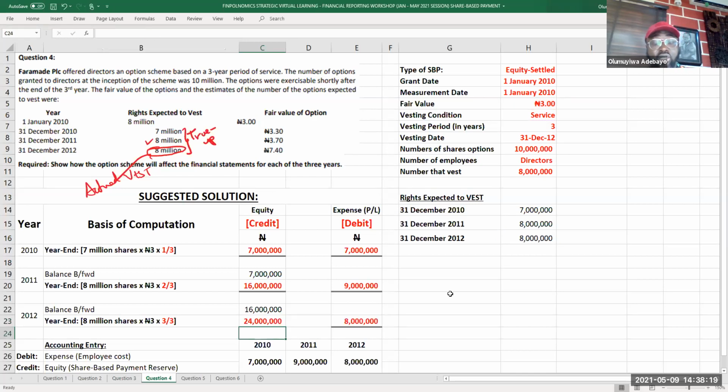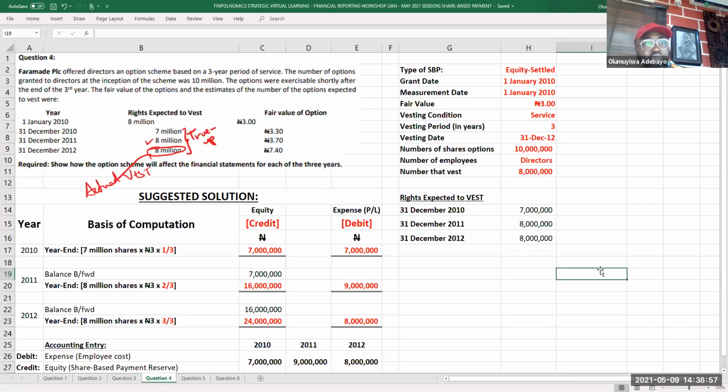All in all, the total amount that we will have accumulated as equity is 24 million. And this 24 million, incrementally over 16 million, will recognize an expense of 8 million. And that is the solution to that, which means in each of those years, 2010 to 2012, we debit our expense regarding employee costs based on share option, and we credit our equity with 7 million in 2010, 9 million in 2011, and 8 million in 2012.